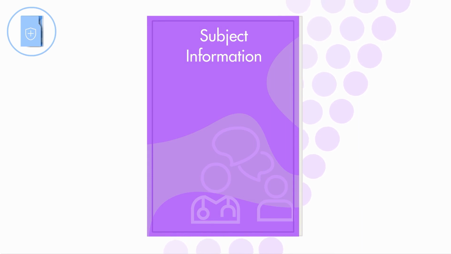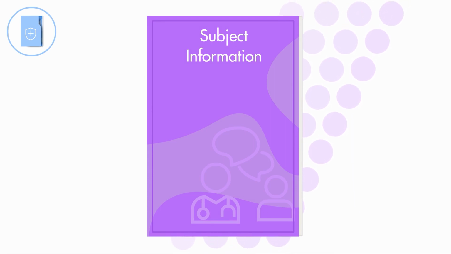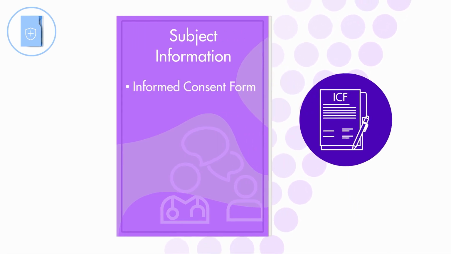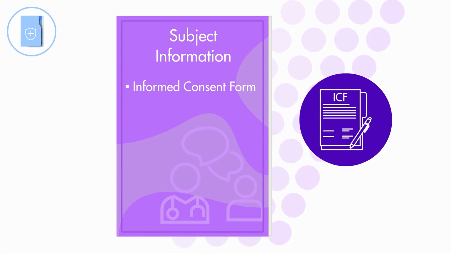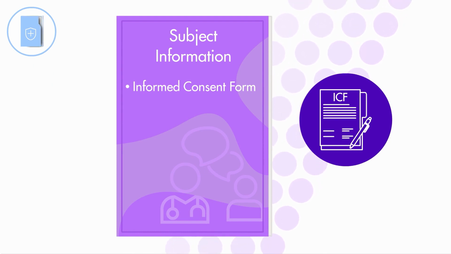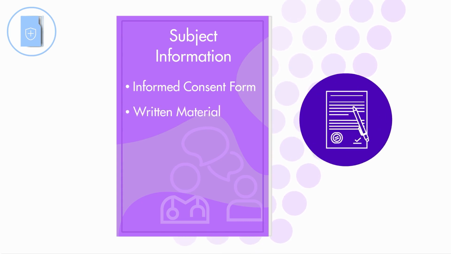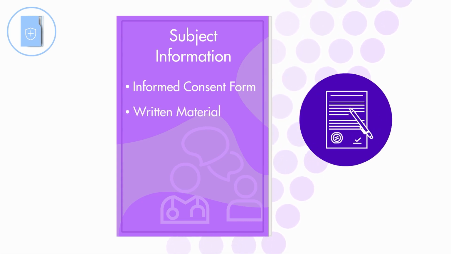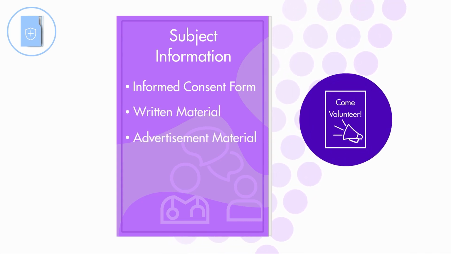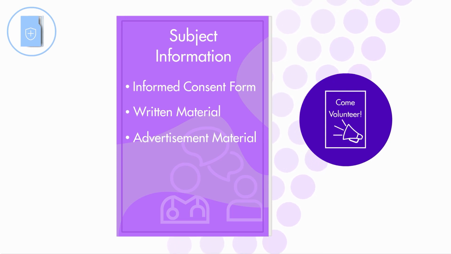The next set of documents to be considered essential documents are all the information given to a subject. This includes the informed consent form approved by the Institutional Review Board, or IRB, any written material provided to the subject, as well as any advertisement material used for subject recruitment.